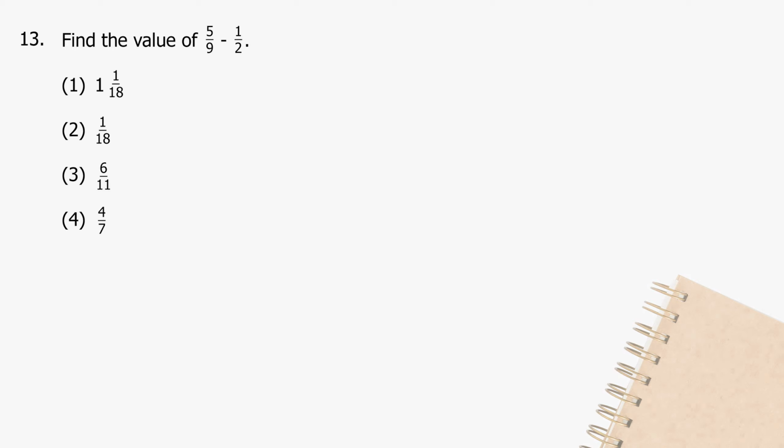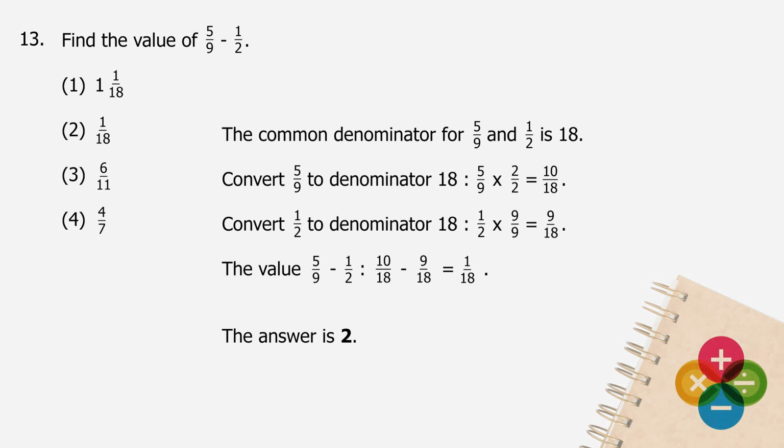Question 13. Find the value of 5/9 minus 1/2. The common denominator for 5/9 and 1/2 is 18. Convert 5/9 to denominator 18 will be, multiply 5/9 by 2, and the product is 10 over 18.